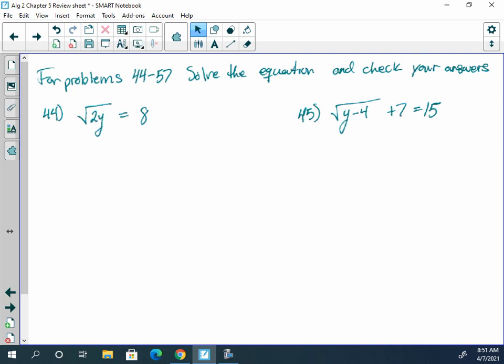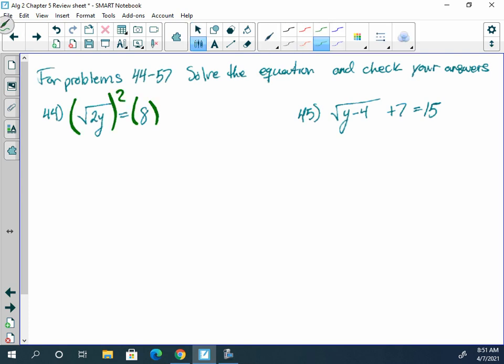Is the root by itself? Well, yes, there's nothing else with the square root of 2y. Everything on that side is all inside the root, so we're good. Which means I can square both sides, because the square root and square cancel out, leaving me with 2y is equal to 8 squared, which is 64.